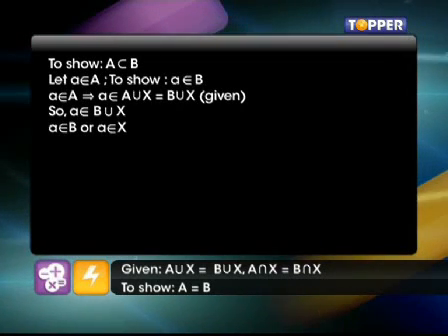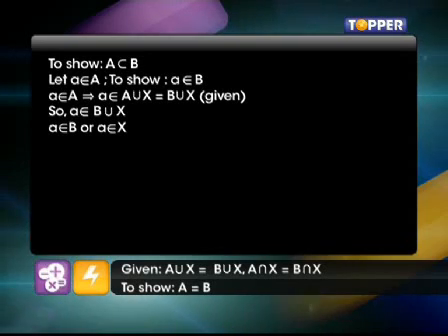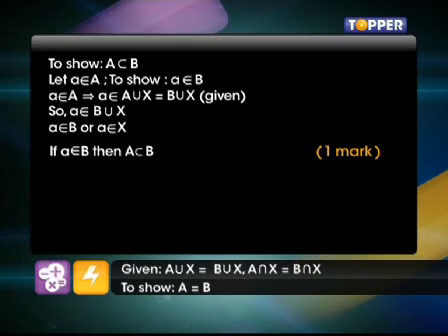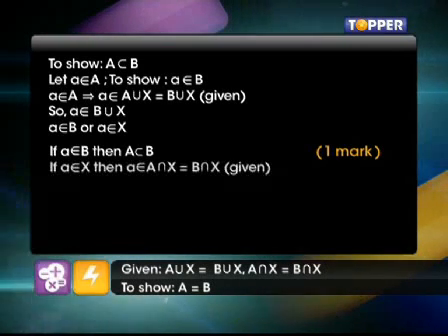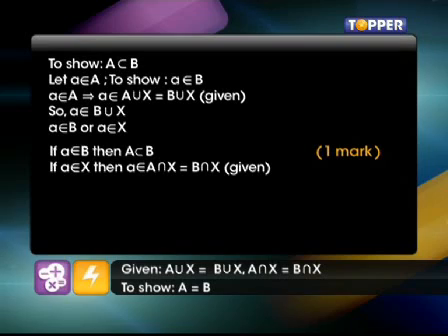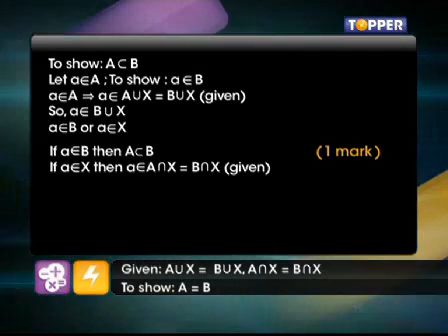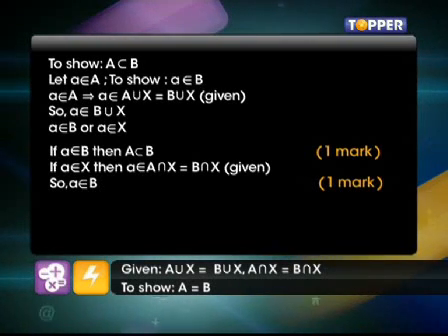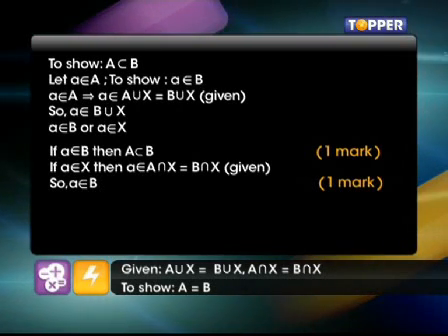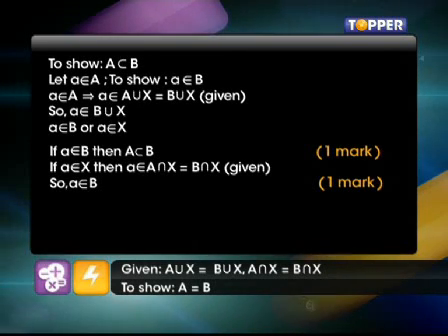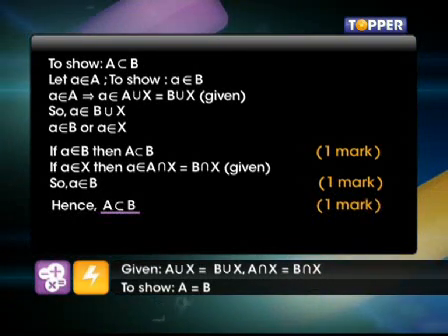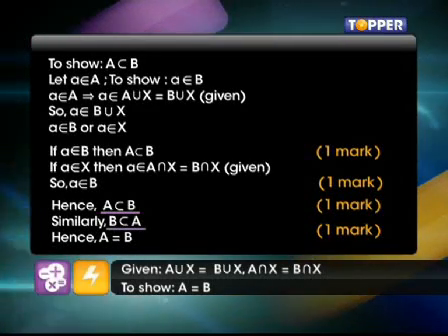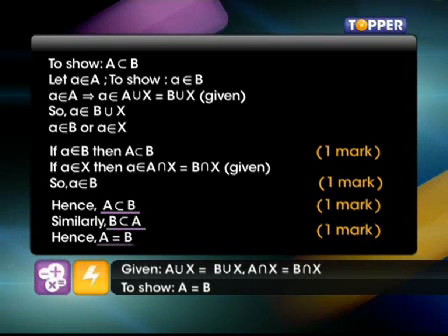So either a belongs to B or a belongs to X. If a belongs to B, then we are done. We have shown that the set A is a subset of the set B. If a belongs to X, then a is in the intersection A intersection X, which is the same as B intersection X. This implies a belongs to B by intersection. This also implies the set A is a subset of the set B. A symmetric argument shows that B is a subset of A. This means that A is equal to B.